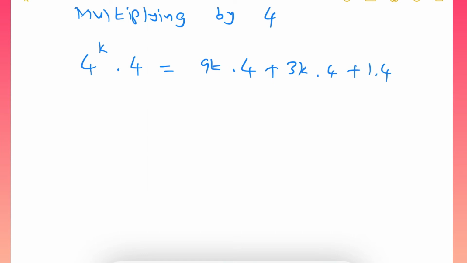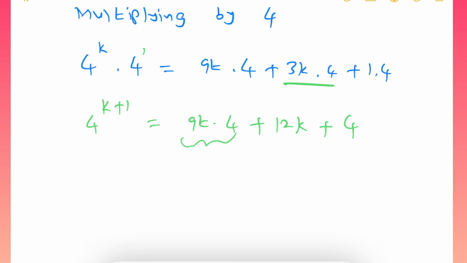Okay, now let us simplify this. 4 power k into 4 power 1, both the bases are same, so power should be added. 4 power k plus 1 equals 9 into 4 plus 3k into 4, 12k, plus 4 ones are 4. Because we need to show that it is divisible by 9, in this term already 9 is there, so that's why I am not simplifying that one. I'll just leave it like that.